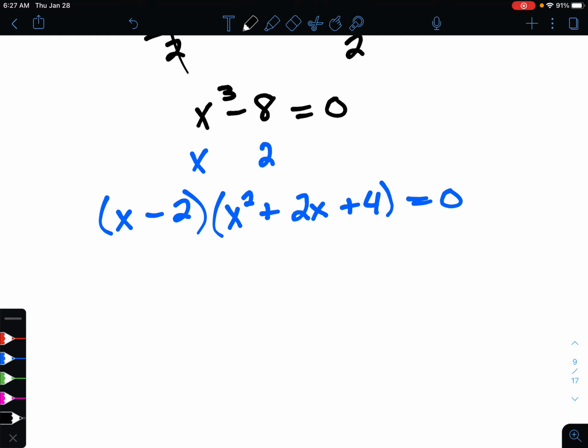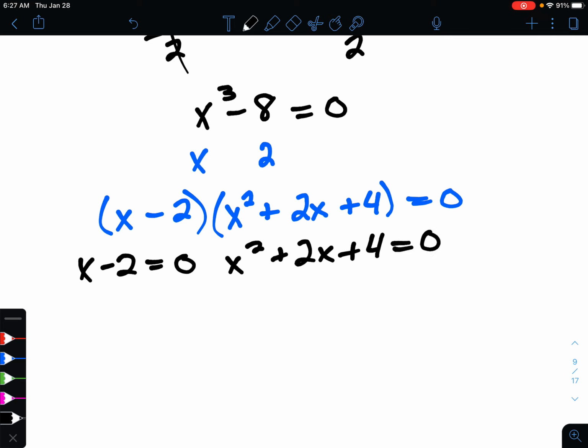So at this point, we need to go ahead and try to solve. We're going to go ahead and set each of these equal to 0. So that's the x minus 2 is equal to 0, and then x squared plus 2x plus 4 is equal to 0. Now, the first equation is pretty easy, in fact, to solve. Just add 2 to both sides, and you get x equals 2.